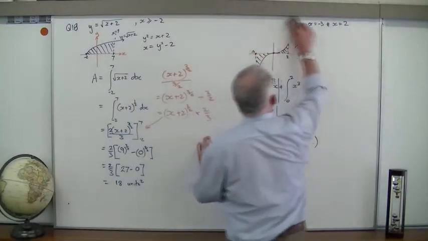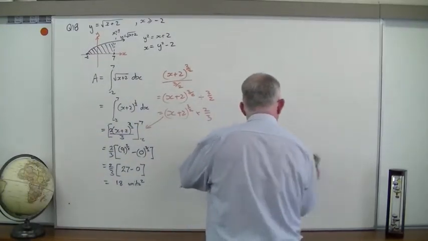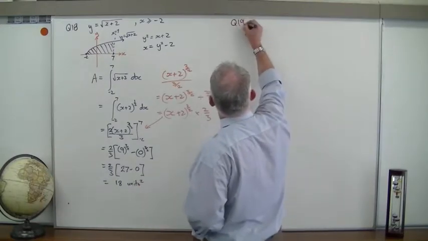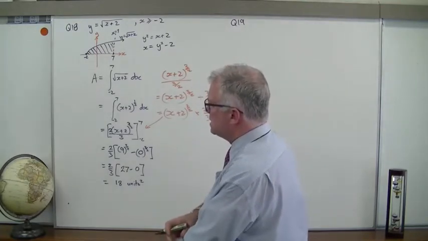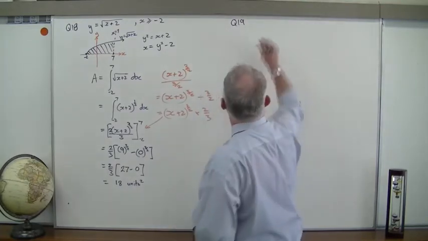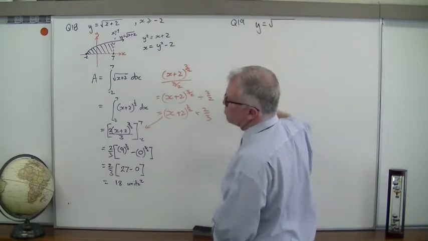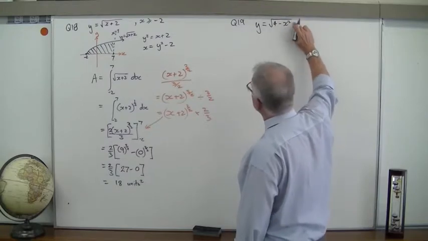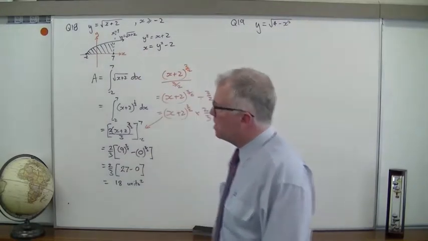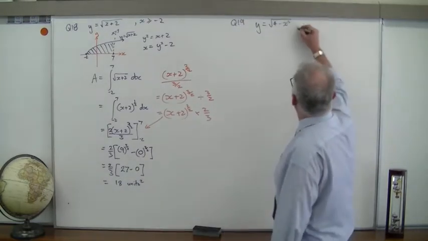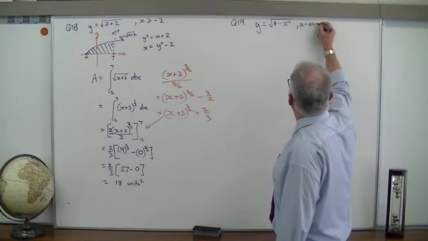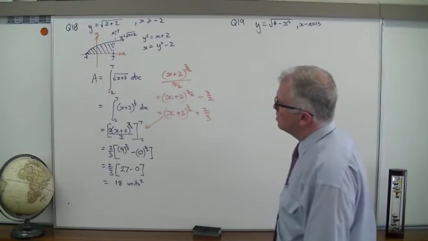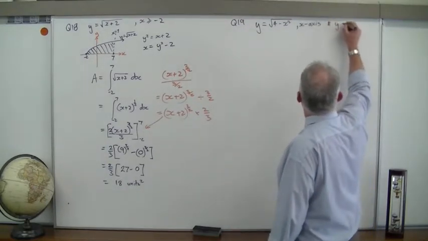Then the last one that I'm going to do as an example for this particular exercise is going to be question 19. So here for question 19, I think in some ways question 19 is easier than question 18. Y equals the square root of 4 minus x squared. You might be thinking, how can that be easier than this one? Well, some of you will have already guessed why it's easier. It's got to be between that function, the x-axis, and the y-axis.